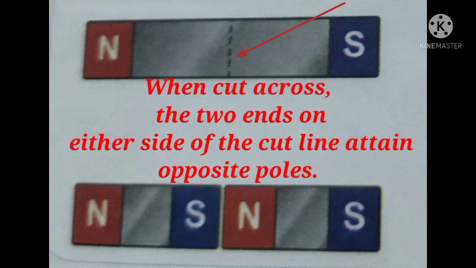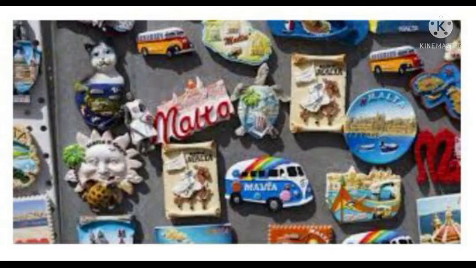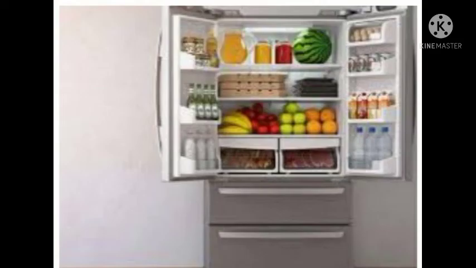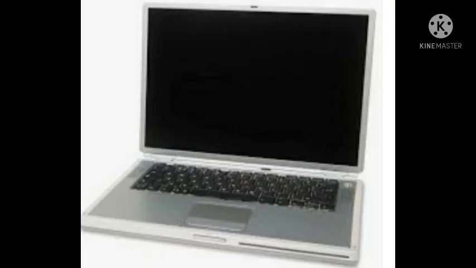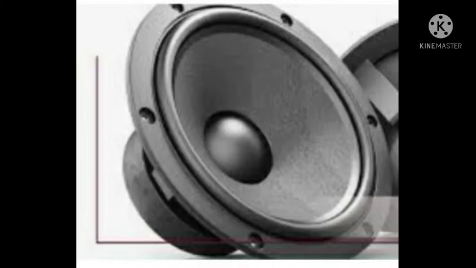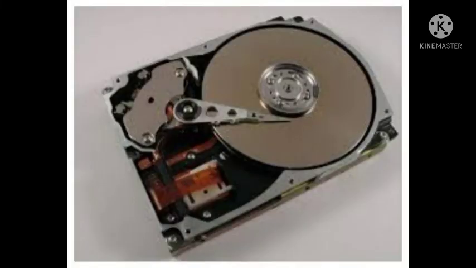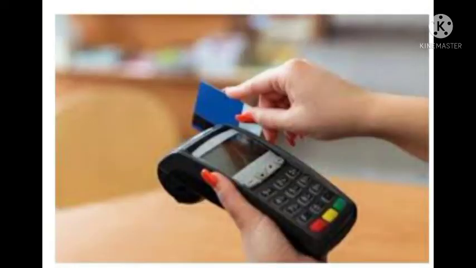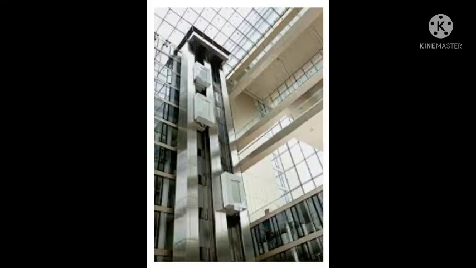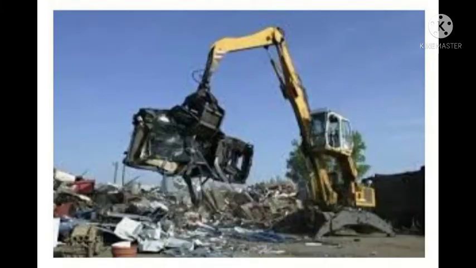Let's see about the uses of magnets. Let's see some of the uses. Magnetic toys, stickers, refrigerators, door stoppers, doorbells, computers, generators, loudspeakers, microphones, telephones, audio and videotapes make use of magnets. Magnetic cards like credit cards and identity cards are used every day. Strong magnets are used in lifts, elevators, cranes, etc.